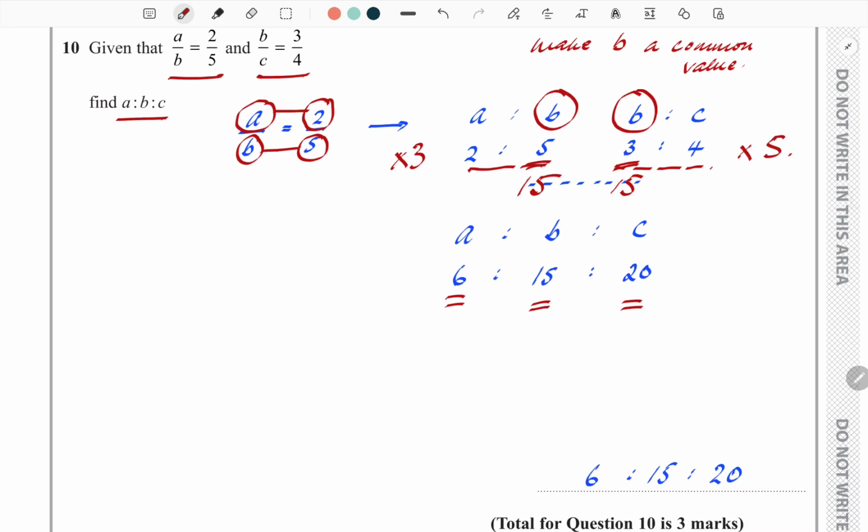Whenever you get these questions with 2 or 3 variables and they want you to link different ratios, make one of them common. The one that appears in both of them, make them common, like we have done here.